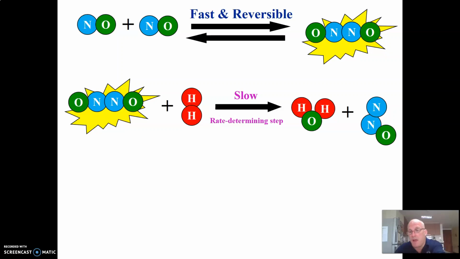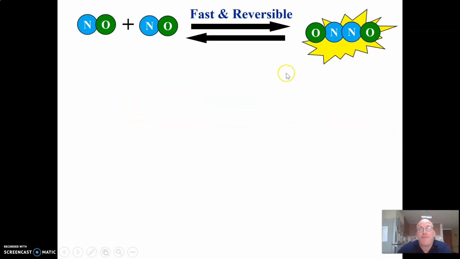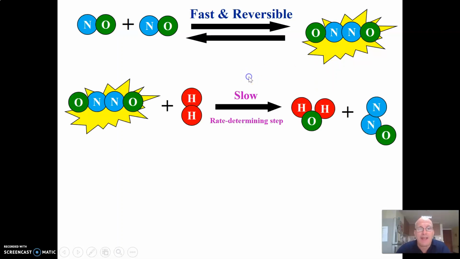And one proposal involves three steps. And we're going to see now something that you haven't seen yet. The first step involves a fast reversible step where two molecules of NO, nitrogen monoxide, react and produce this high energy intermediate, N2O2. And then this high energy intermediate in the second step reacts with the first hydrogen molecule in the slow rate determining step to produce the first product molecule of water and another intermediate, N2O.